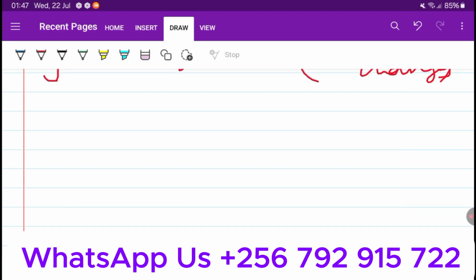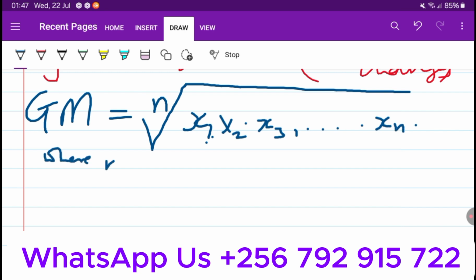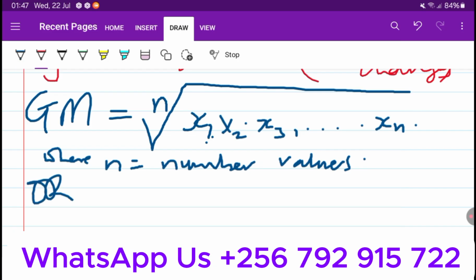So as I said, the geometric mean, GM, can be the nth root of the individual values x1 times x2 times x3 up to xn, where n is the number of individual values.